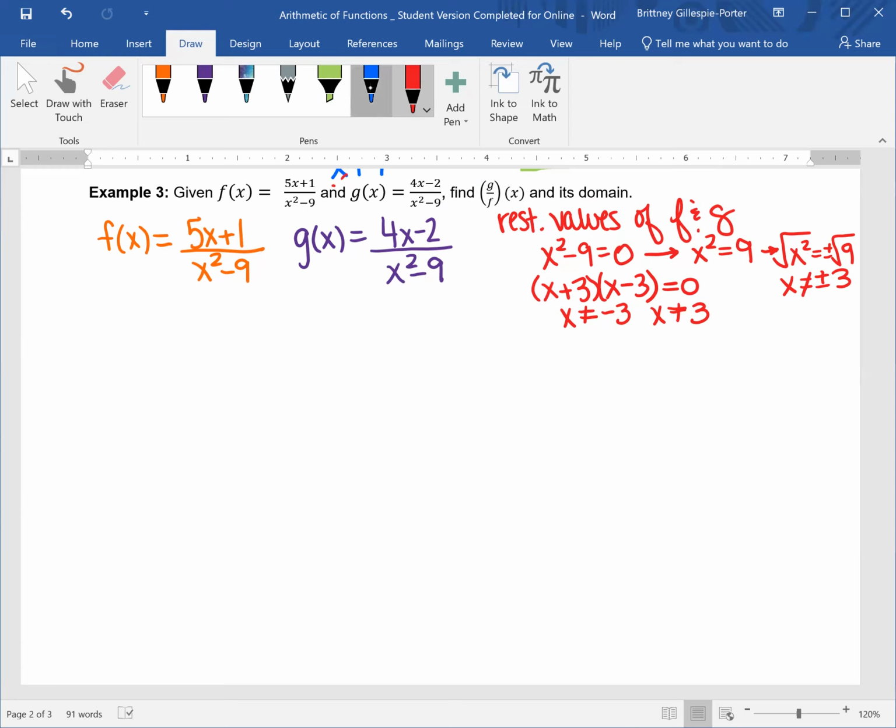So back to where we were, we need to find g divided by f of x. This means that I'm going to take g of x, I'm going to divide it by my f function, 5x plus 1 all over x squared.